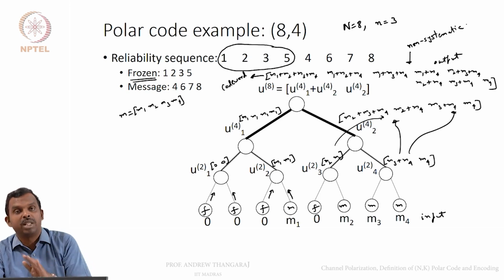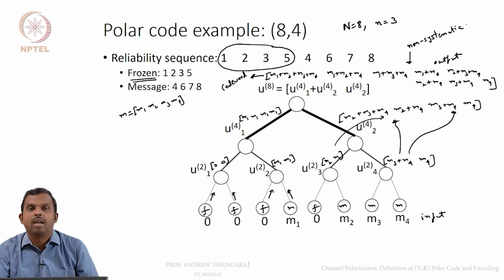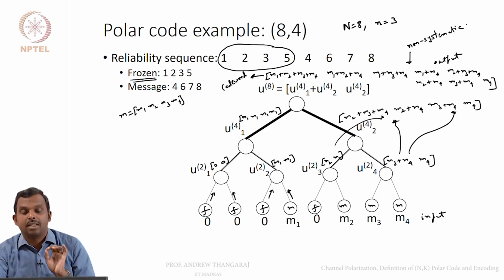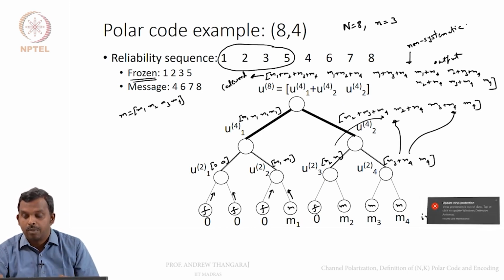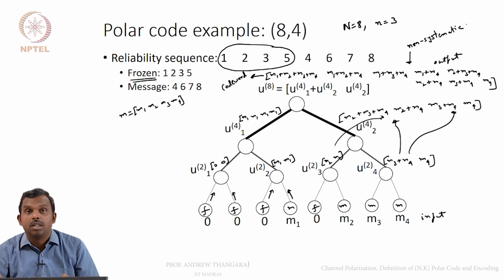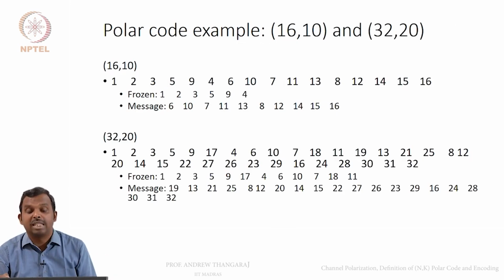Isn't it? M1, M2, M3, M4 does not appear by itself in the code word. It is not systematic, but this is the encoding that you have. So, once you fix length and the number of message bits, and once you have a reliability sequence, you can always do polar encoding, and this tree representation gives you a very simple way in which you can implement the encoding as well. I am going to give a few more examples.